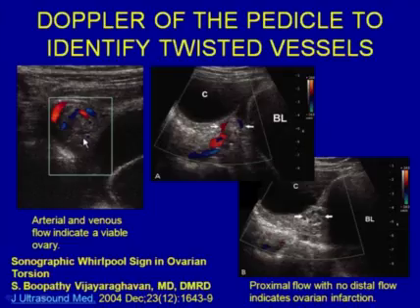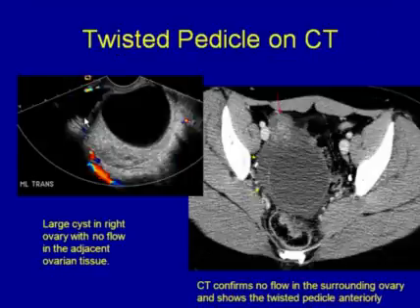If you can put on the color and you see the vessels actually coiling in this mass, that's even more comforting and more convincing that you are dealing with a patient with torsion. So if you see arterial and venous flow, that's a good sign. That usually indicates that the ovary is viable. If you have flow proximally and no distal flow, that usually indicates ovarian infarction.